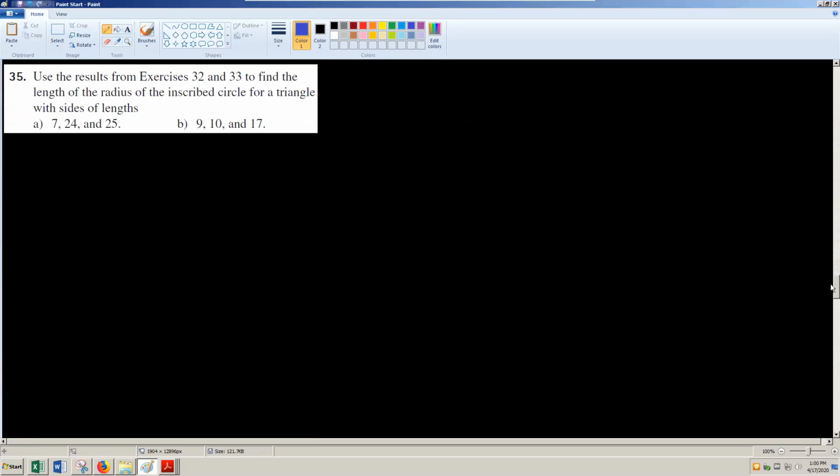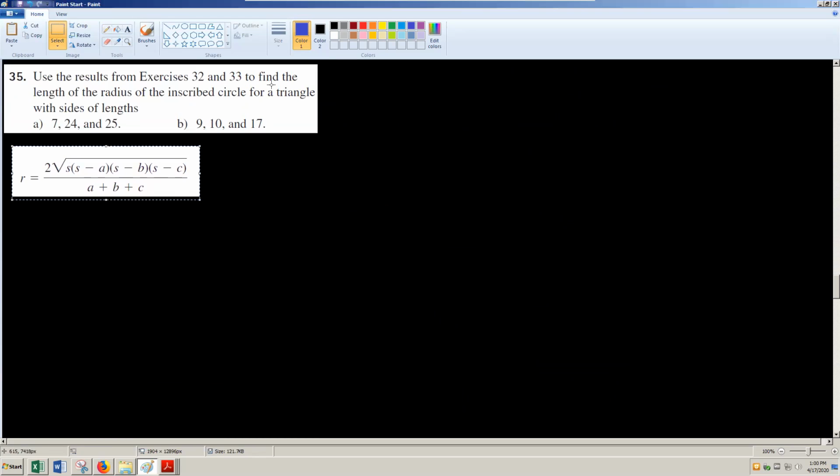Perfect. I think 35 is the last one. Here it's basically saying plug the numbers in, so use the results from 33. Now we want to find the length of the radius of the inscribed circle for the triangle. This is literally just plug and chug for numbers. I assume you guys can do this, but if you want me to do it, I can. The first one comes out to be 3, and the next one comes out to be 2. It's fairly straightforward, but again, if anybody wants me to work this out, I absolutely will.